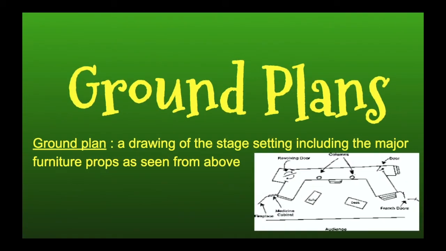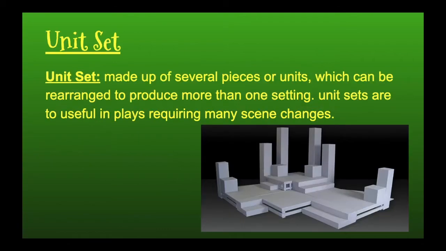So, we've talked about stages, the different stage types, and the most common type. Now, when you're working on figuring out a set, you've got to learn how to do what is known as a ground plan. A ground plan is a drawing of the stage setting including the major furniture props as seen from above. This is an example here of a ground plan. Ground plans give us something really simple to look at as either director, actor, or stage manager to really understand what the set is going to be, its footprint on the stage.